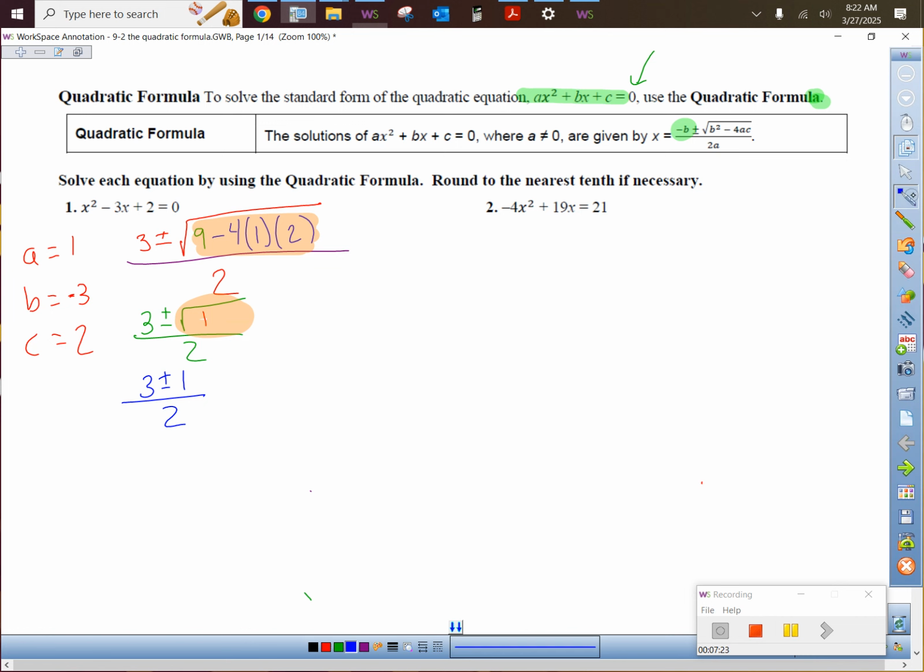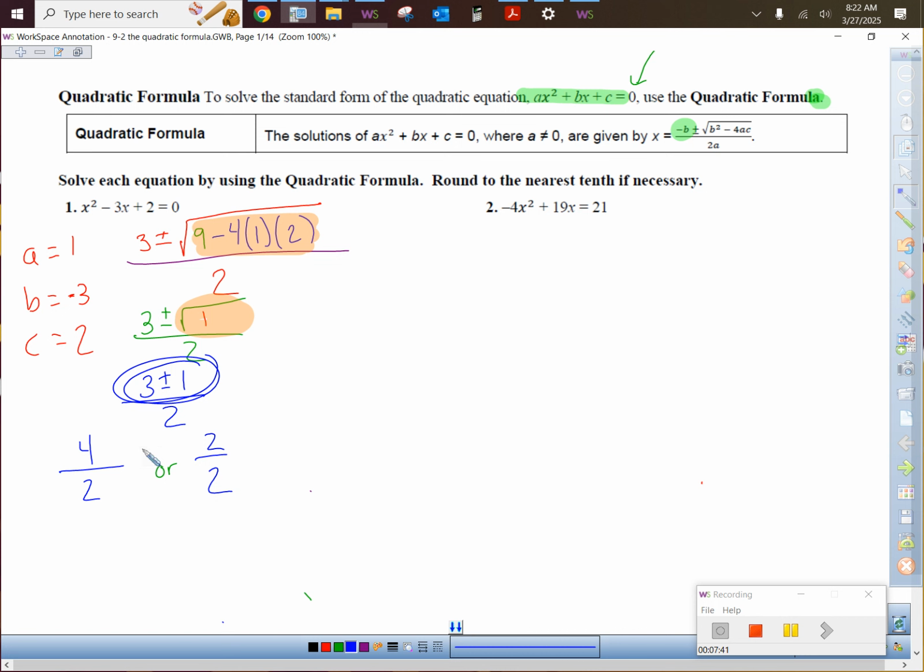So I'm going to do this. I'm going to do 3 plus 1. What is 3 plus 1? So we have to figure that out first. Then we have it over 2. Or what is 3 minus 1? 2. It's over 2. Do you see all I did was separate the plus or minus? I did 3 plus 1 and I got me a 4. I got 3 minus 1 and I got me a 2, but it was still all over 2.